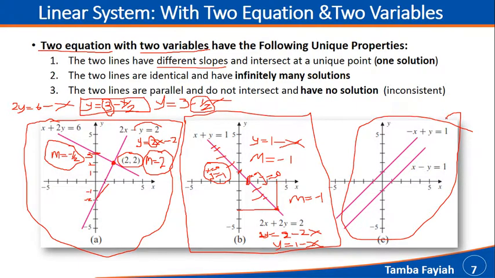So those are the three situations. Situation 1, the lines have different slopes and they intersect at a unique point. For the parallel lines, they run in two different directions.